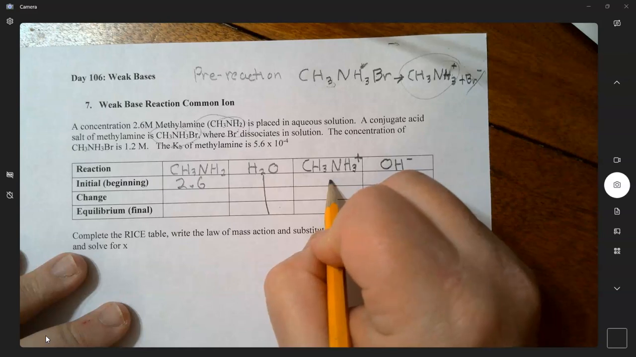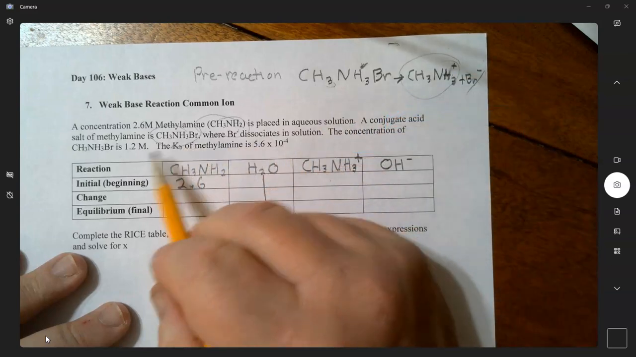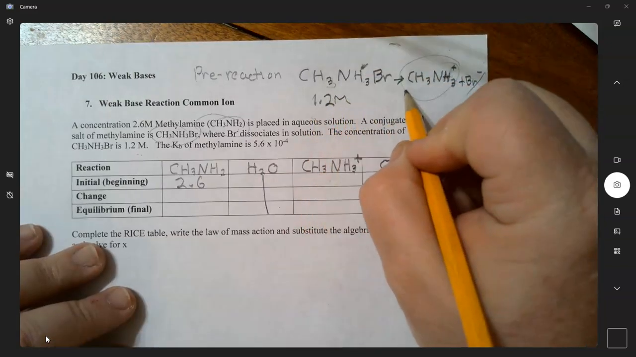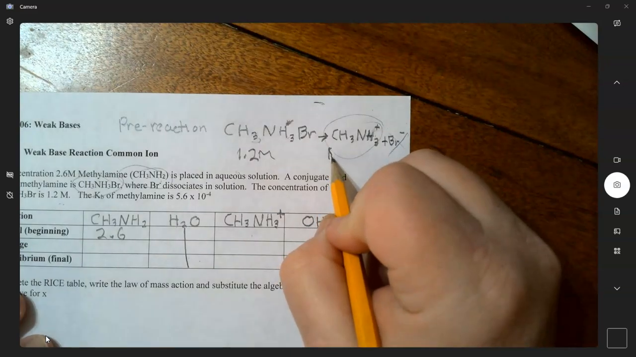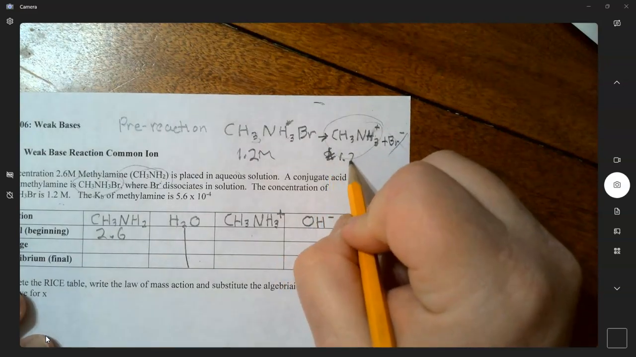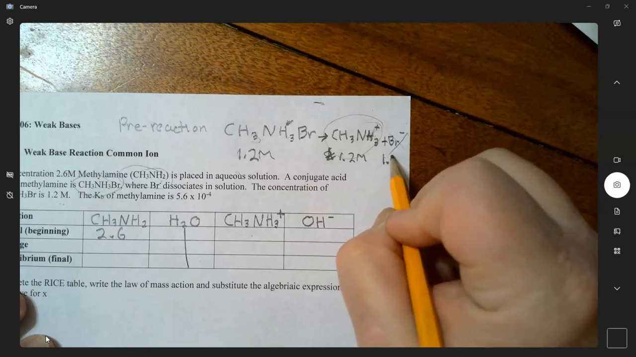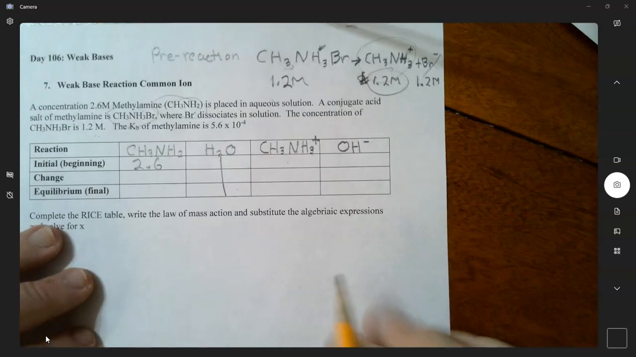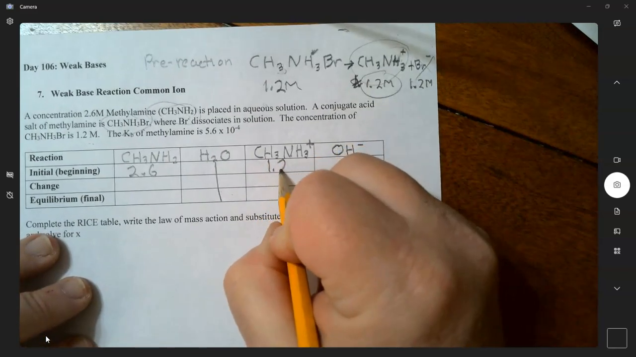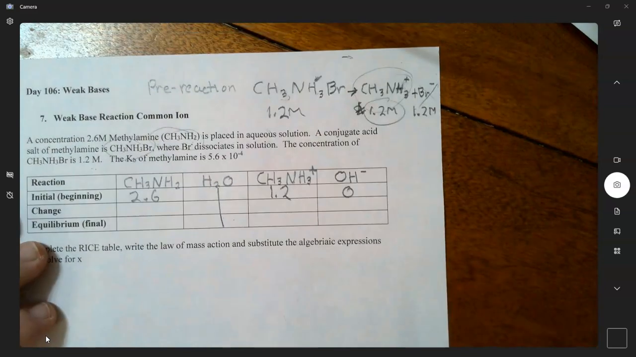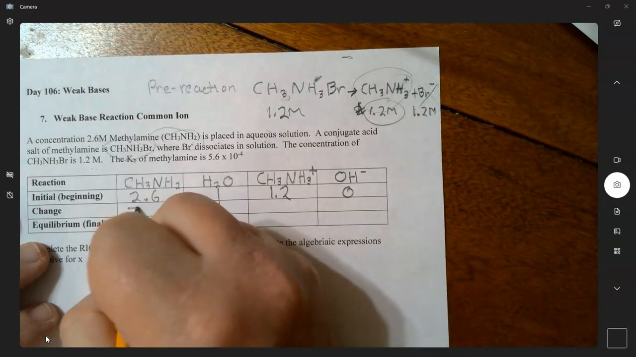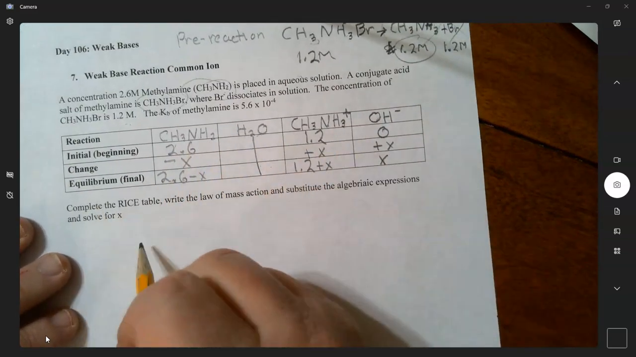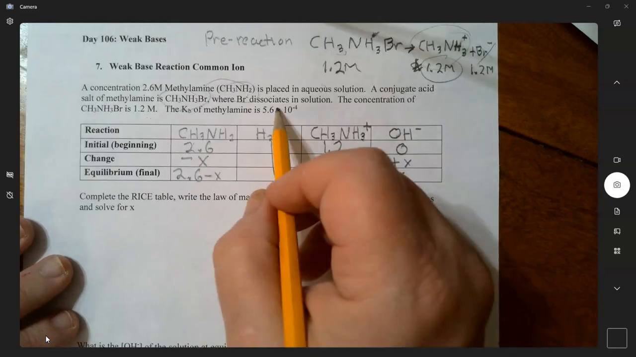And we have an initial concentration. And it said that it was 1.2 molar of this. 1.2 molar of this is going to produce 1.2 molar of this conjugate acid and 1.2 molar of the bromine, which we don't care about. Okay, so this is the number we're interested in. All right, and now we just proceed like we have in the past. And I'll skip over writing the equation form, just go straight to the variable form.